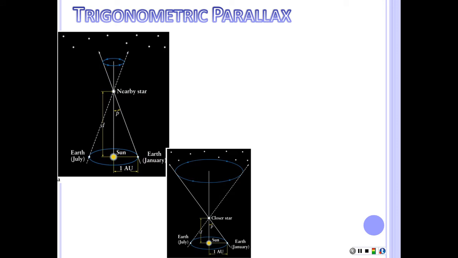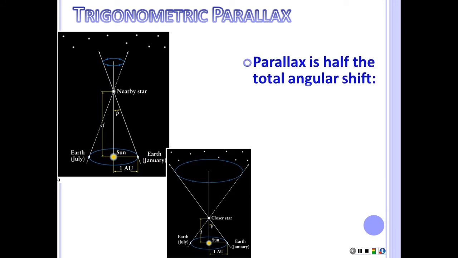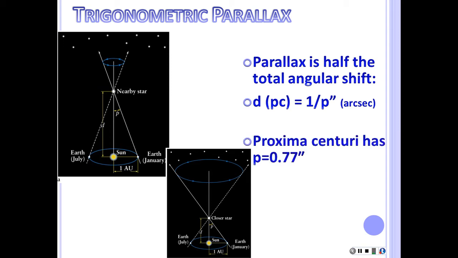Now here you can see the difference between a close by and a further away star. Remember that the parallax angle is half the apparent shift over 6 months, and we get this where if p is the angle in arc seconds, then d is the distance in parsecs, and the nearest star is Proxima Centauri, and it has a shift of 0.77 arc seconds, very, very small, cannot detect it with the naked eye. That gives it a distance of 1 over 0.77 or 1.3 parsecs.